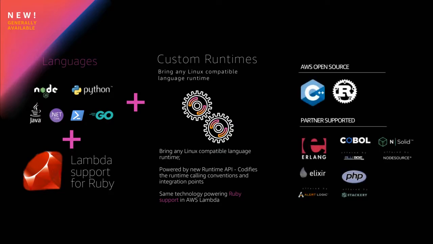And actually, on day one, when we launched this feature, we released two open source runtimes for C++ and Rust, and they are available on GitHub. And we also work with our partners to develop and support other runtimes. Some of these are open source, some others are proprietary solutions. With Alert Logic, we work to provide Erlang and Elixir, and they are open source, actually, on GitHub. Stackery is also working open source on GitHub for a PHP runtime. I think this was one of the most requested together with Ruby.